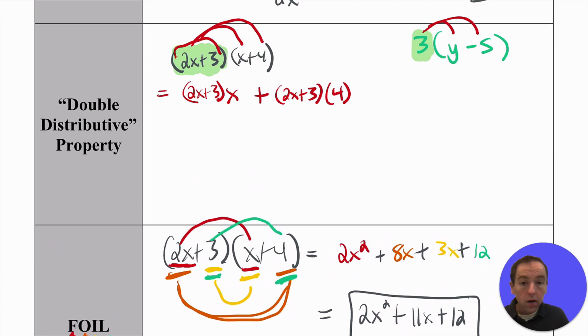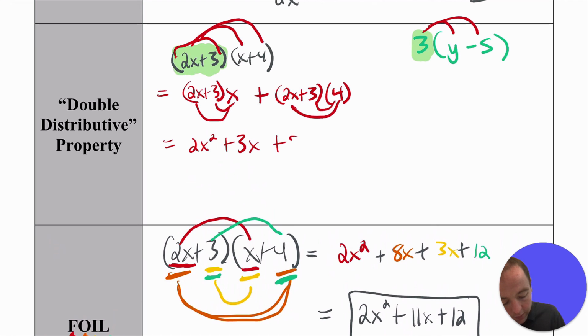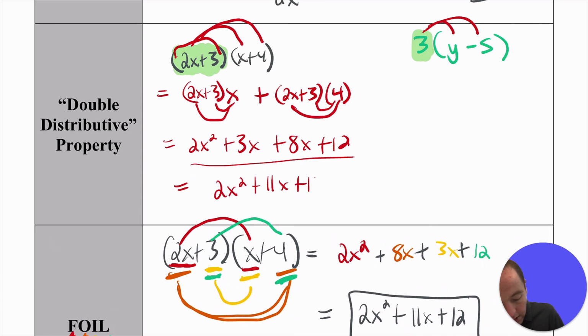Okay, and then I want to try to simplify that. So it does turn out the x is going to have to distribute to those and give you 2x squared plus 3x. And then the 4 is going to be able to distribute there to give you plus 8x and plus 12. And then you take a look at those 4 terms, and they're the same 4 terms that we've been getting. So of course, this is going to simplify down to 2x squared plus 11x plus 12.